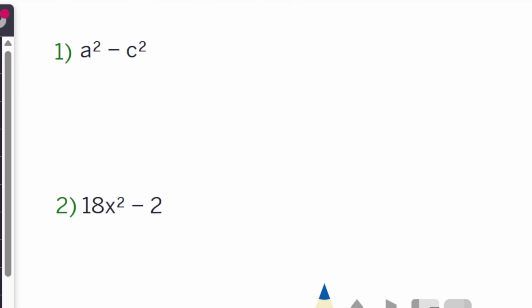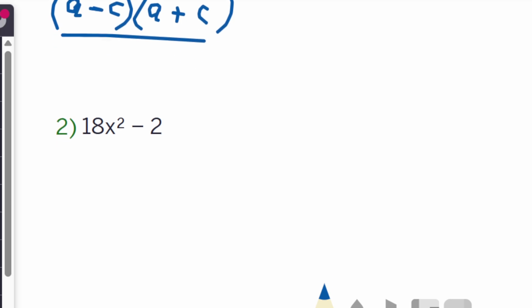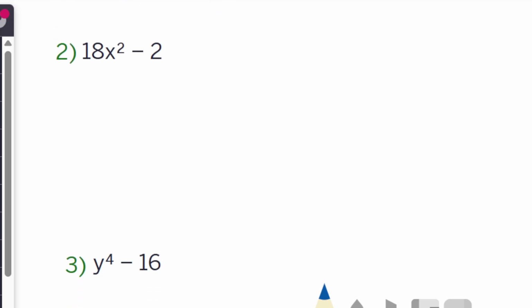So for the first question here, this is a difference of squares. A squared number minus a squared number. When they ask you to factorize, this is what you do. It's the first number, a, minus the second, c, and then brackets the first plus the second, and that's it. You finish. So when you have a squared number minus a squared number, it's the first minus the second, the first plus the second.